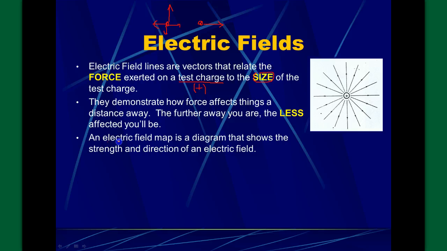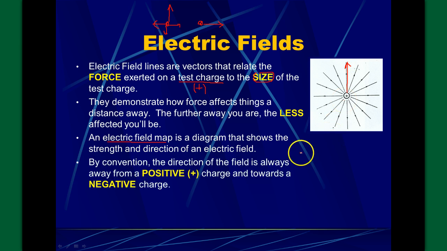So we're going to draw an electric field map. It's a diagram that shows the strength and direction of an electric field, and it'll look something like this. If we have a positive charge in the middle, the electric field will always point away from a positive charge, and we'll talk about why in a second. Here's what it is. By convention, the direction of the field is always away from a positive. You might want to underline that. And it goes towards a negative charge. And the reason comes back to this positive test charge.